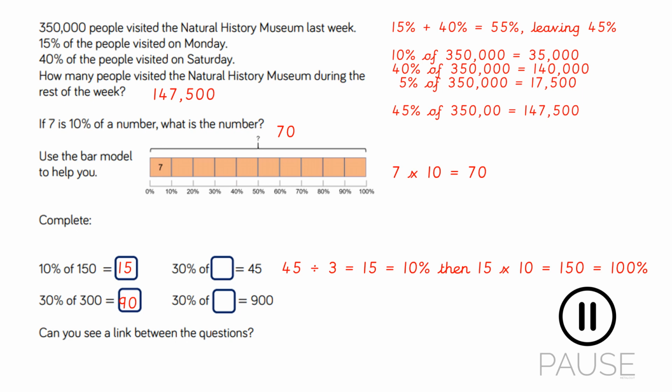You can check that answer by starting off with 150, finding 30% of it and see if it equals 45. And the same for the next question as well. So 900 divided by 3 equals 300, which is 10%, and then 300 times by 10 would be 3,000, which would give you 100%. And then again you can try it and see, so if you do 3,000 and find 30% of it, your answer should be 900.